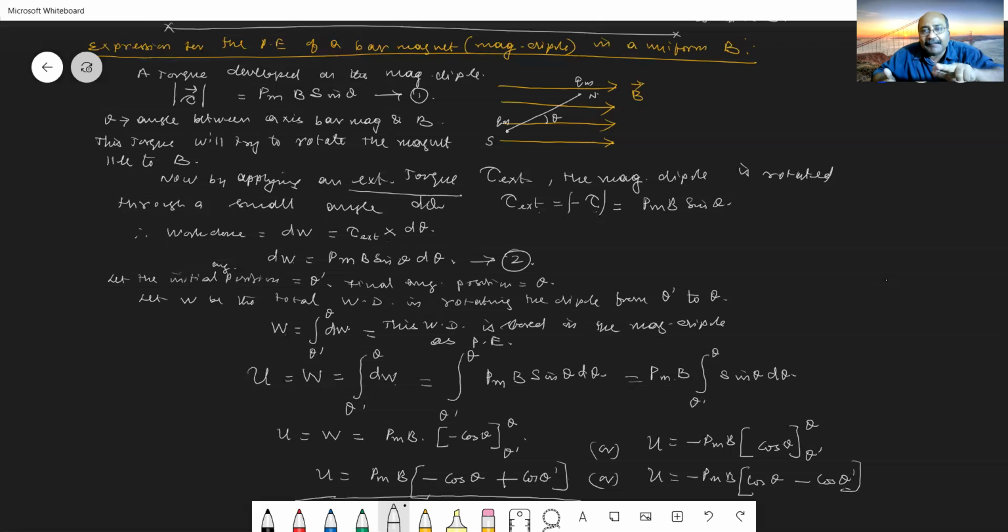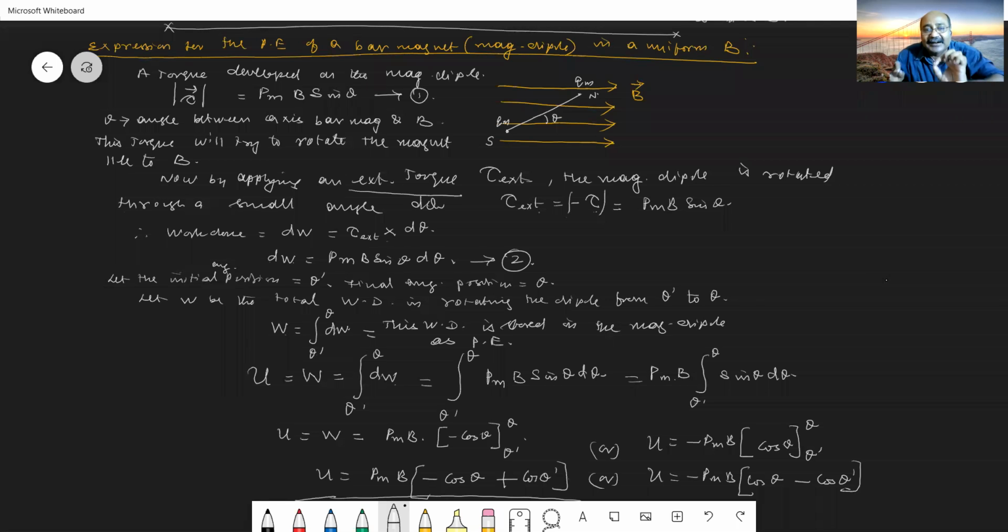That external torque applied is equal to the torque produced on it. So by applying an external torque, if the magnetic dipole or Bohr magnet is rotated through an angle dθ, the work done is dW. Work done is torque into dθ. Now, what is the total work done in rotating the dipole from an initial angular position θ' to a final angular position θ? We have to calculate.